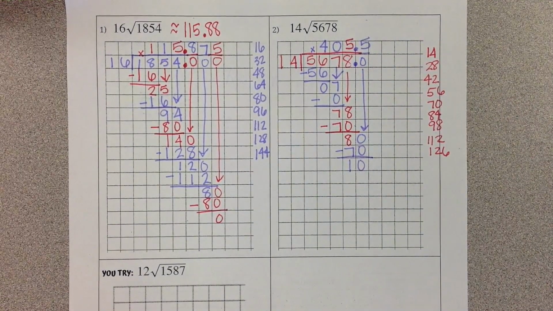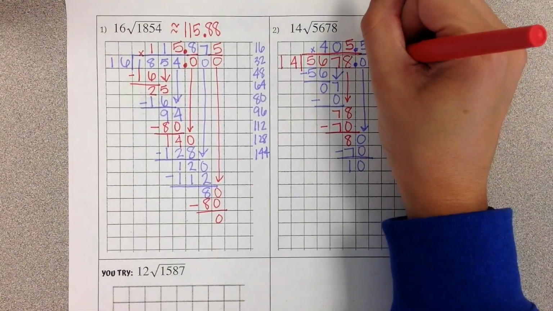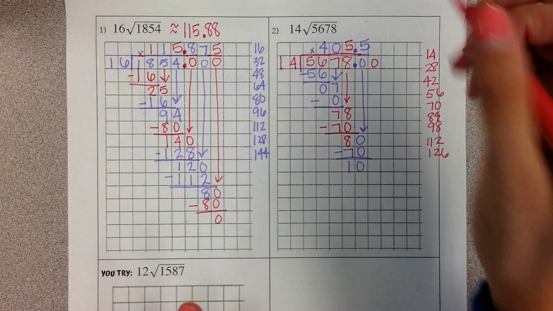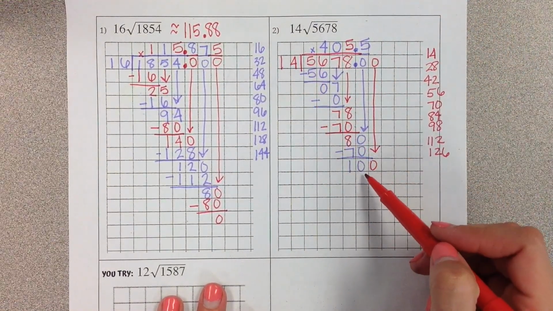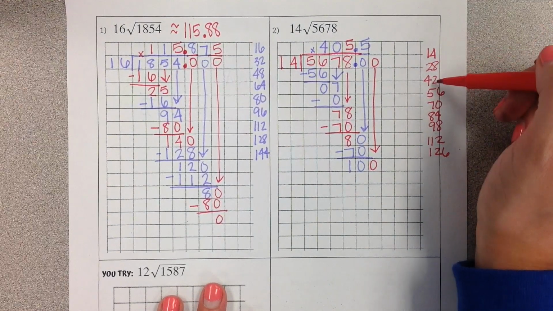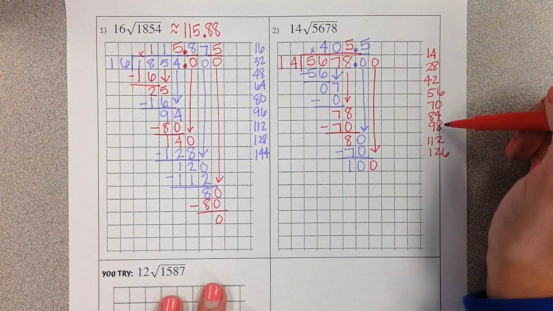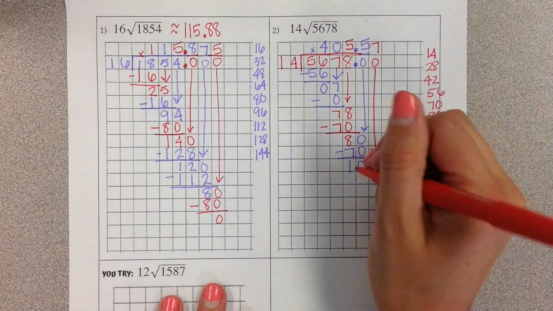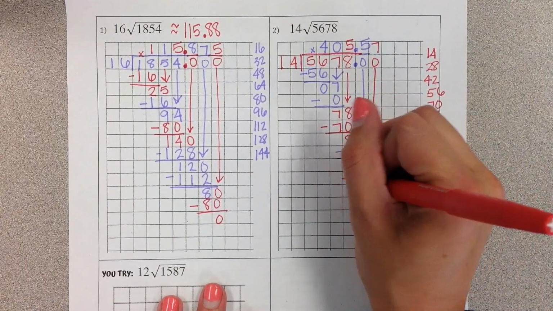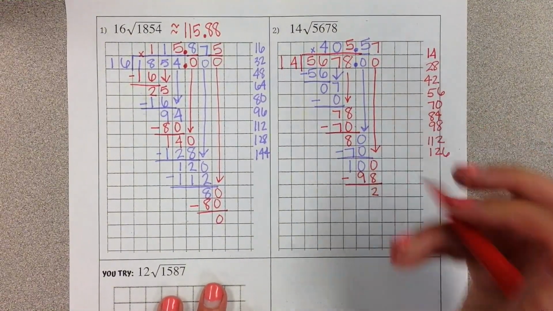So again, we have a remainder. We have nothing to bring down, so I need to add a 0, so I have something to bring down. 14 goes into 100 how many times? 1, 2, 3, 4, 5, 6, 7. 112 is too big, so it goes in 7 times. 14 times 7 is 98. 100 minus 98 is 2.